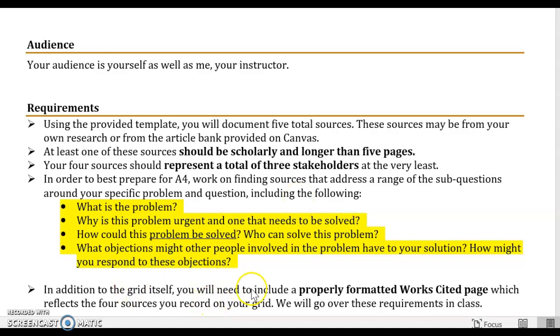In addition to the grid itself, you'll need to include a properly formatted works cited page, which we'll be talking about later this week and next week. A works cited page which reflects the 5 sources you record on your grid. And I will make sure to revise this before I repost it, so that you can see that it is 5 sources that you are looking for now instead of 4.